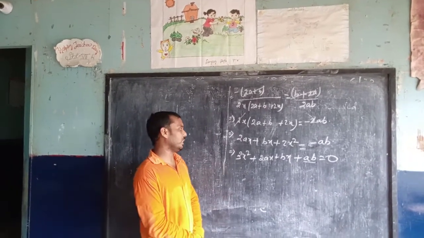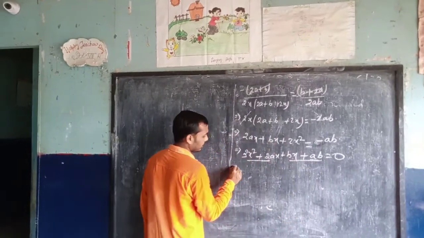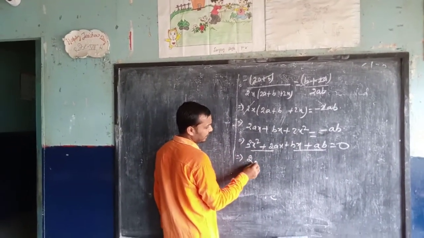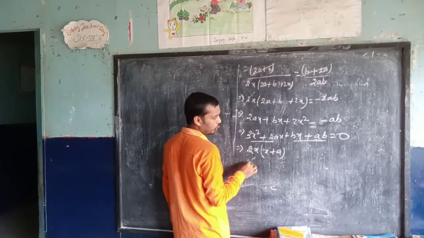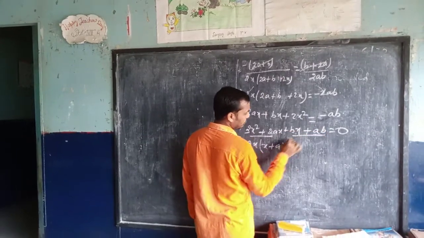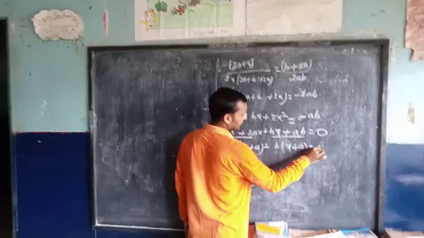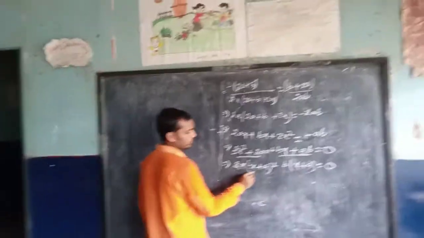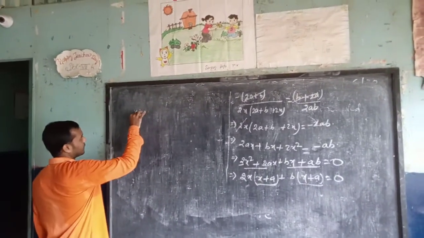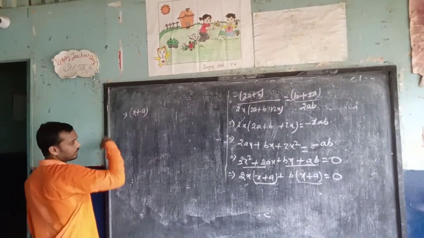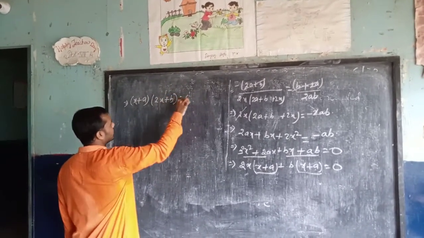How will we factorize it? Take the two consecutive terms. In these two consecutive terms, we have 2x as a common term. Here we will have (x plus a) after taking common. Here, in these two consecutive terms, we have b as a common. We will take (x plus a). Now see here also x plus a, x plus a. We have the common term x plus a once again. (x plus a)(2x plus b) equal to 0.